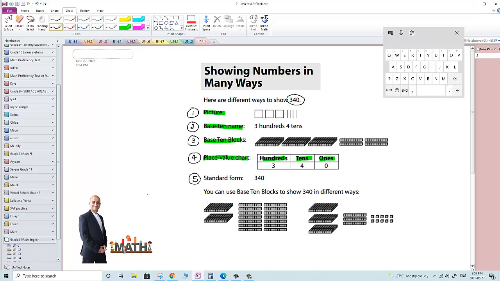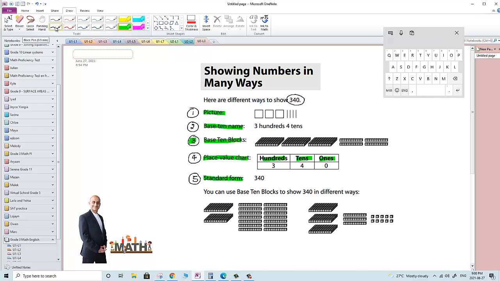And the last one is the standard form. We are all using the standard form. Anytime we like to write numbers, we use the standard form. And here there is a nice example of the base 10 blocks, number 3. I can draw the 340 in a different way.